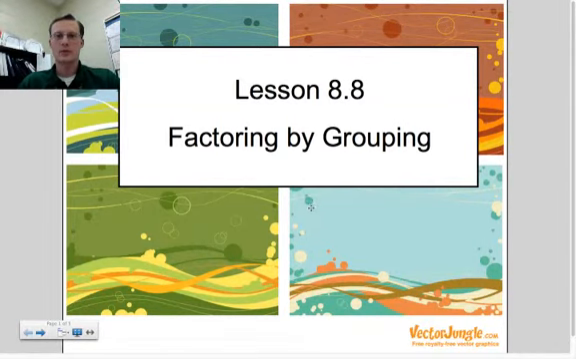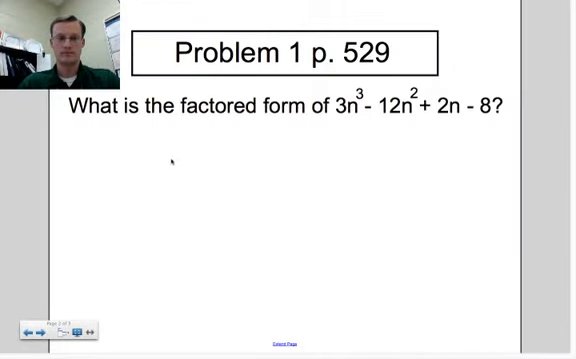Today we're going to look at a new grouping method for factoring. This is when we have polynomials, 4 or more terms. We'll focus on 4-term polynomials. First of all, what is the factored form of the following? What we're going to do is go through and group the first two, group the last two, and see if there's anything in common.